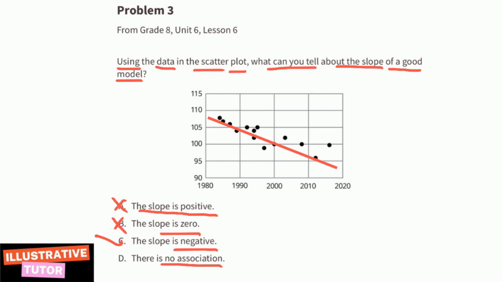D. There is no association. We know that that's not true because the data in this scatter plot actually forms a slope.